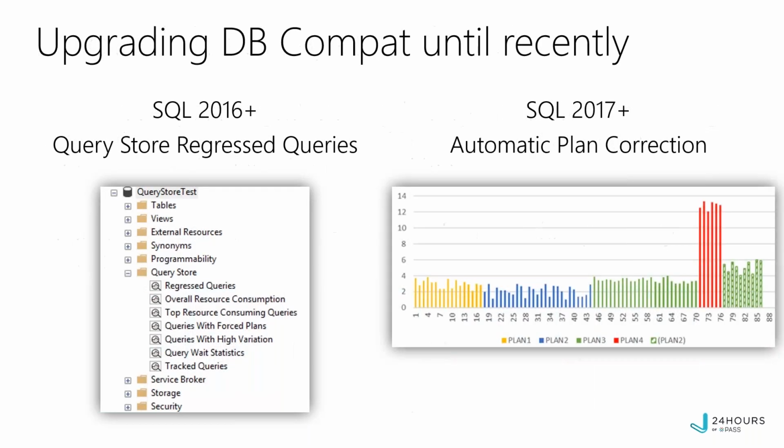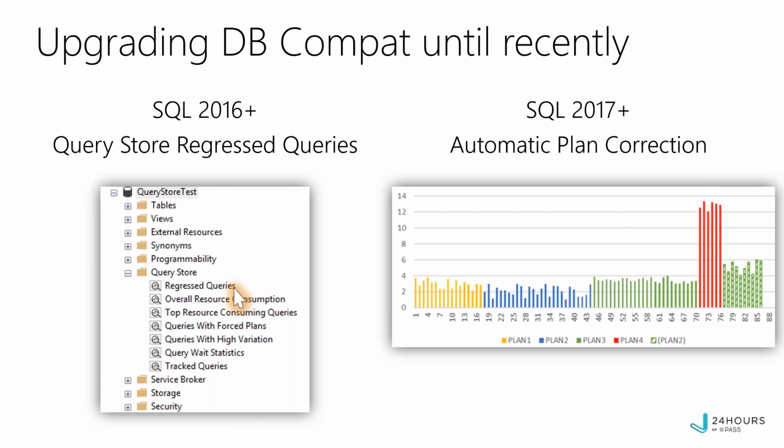Now, there are a couple of ways of going about this. In SQL Server 2016, when Query Store was introduced, you had a report called Regressed Queries. You still have that, by the way. So once you bump up DB Compat, you can start coming into this report and seeing if any query regressed. If it did, because you have that previous point in time where the plan was good, you can simply, with one click, force that plan to be persistent, and there you go. You fixed your performance issue.